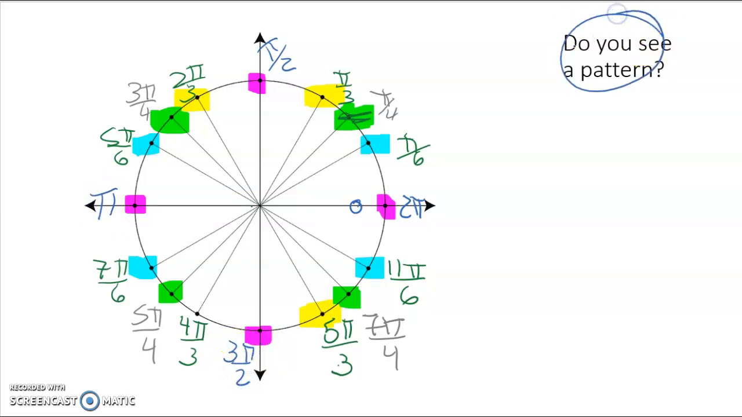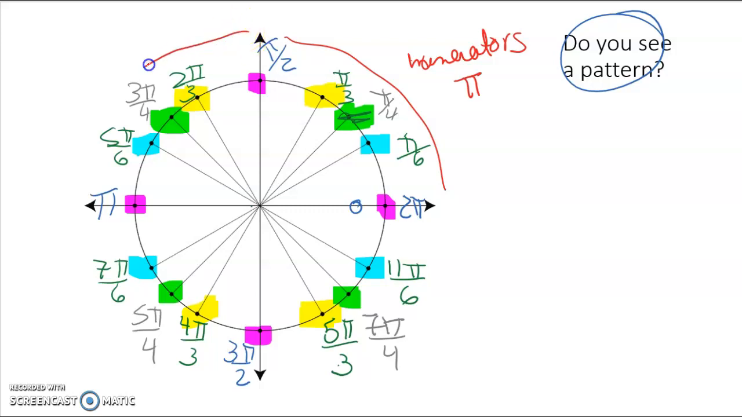So let's see if we see any patterns. Does this yellow one even show? Maybe it does. So what are the patterns that are going on here? Notice in this first quadrant, the numerators are all just pi. So obviously the bigger the denominator, the smaller the angle measure. So we go 6, 4, 3, 2.